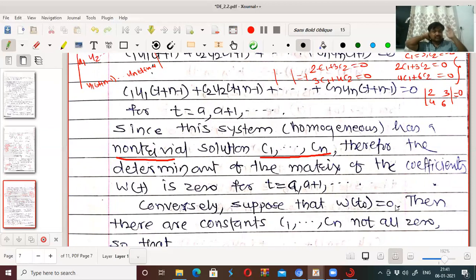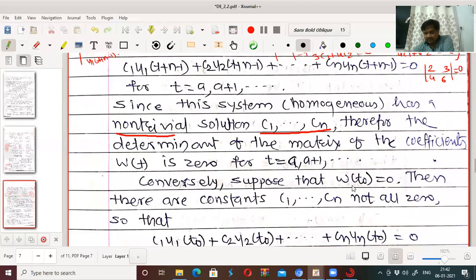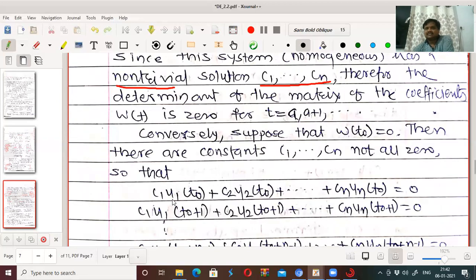Conversely, we suppose that W(t) is equal to 0 for all values of t. That means there is one value t equal to t0 at which it is 0, that is, at some t it is equal to 0. So conversely, we suppose that there is one t0 at which the Casoratian is equal to 0. Then there are constants c1 up to cn, not all 0, such that this condition is satisfied.